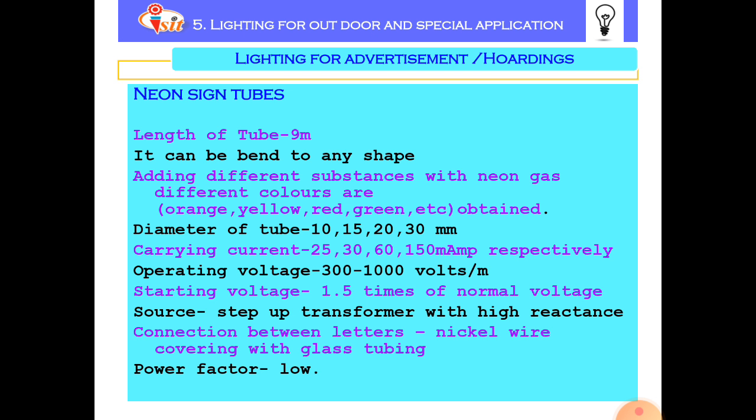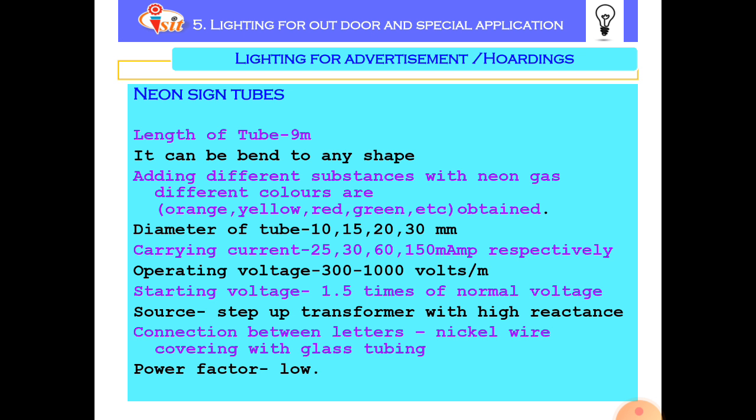So let us start with the lighting for advertisement. For the lighting for advertisement, here we use neon sign tubes. The length of the tubes available in the market is 9 meters. It can be bent to any shape, so by using this we can convert the tube into letters. Adding different substances with neon gas, different colors are obtained, and these colors are orange, yellow, red, green, blue, etc.